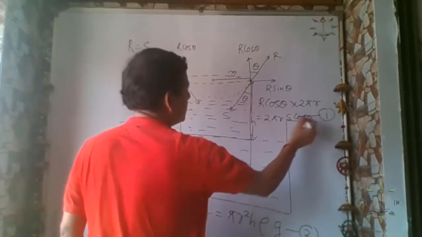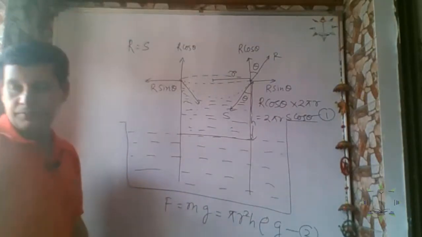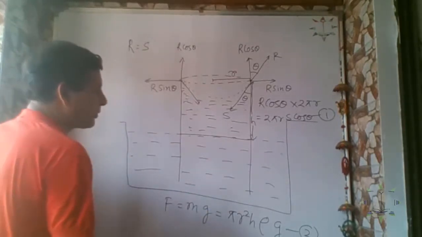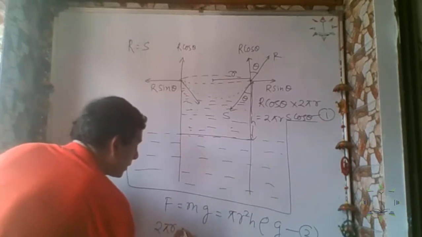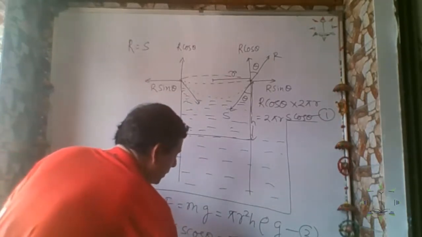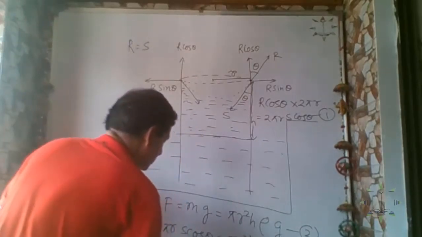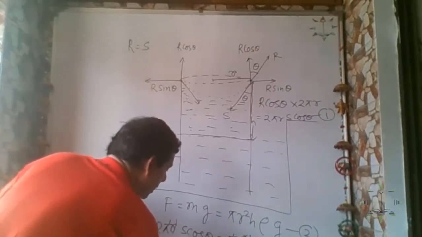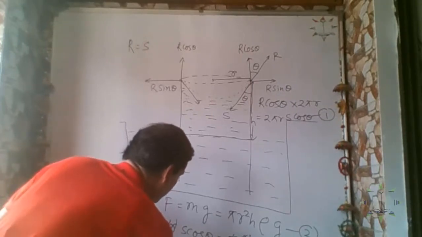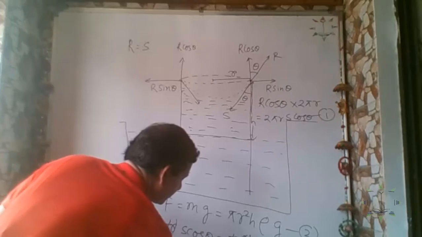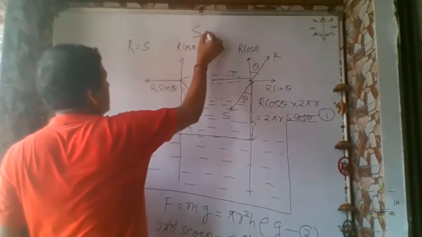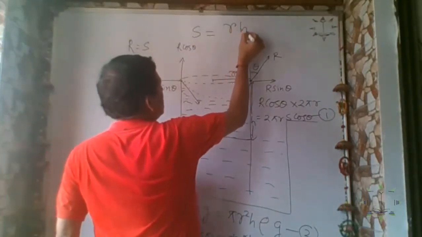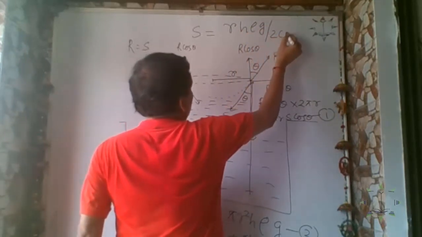So this was the force due to surface tension, 2 pi r s cos theta, and this is the force due to gravitation. At equilibrium, when the liquid stops rising, these two forces are equal. So let us balance it. 2 pi r s cos theta equals pi r square h rho g. One of the r cancels out, pi cancels out. So s is equal to r h rho g by 2 cos theta. So what we have derived is surface tension equals r h rho g by 2 cos theta.